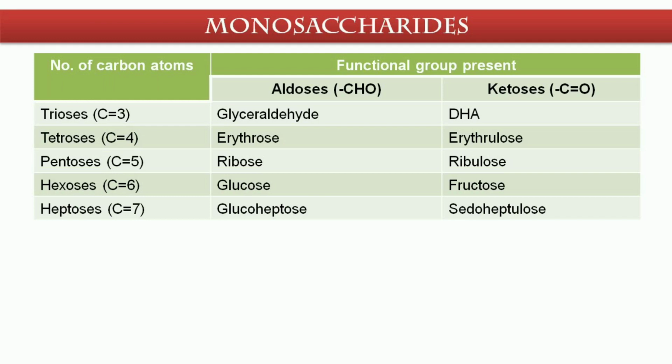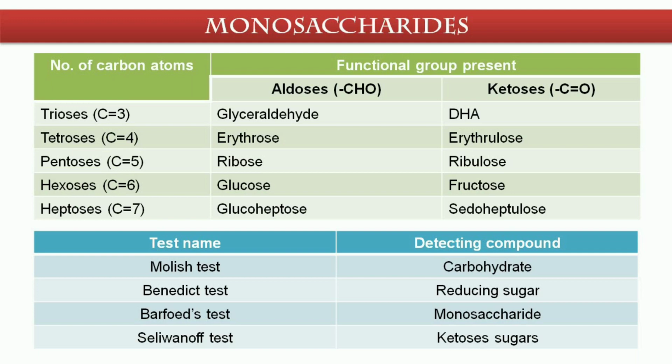Now for tetroses we have erythrose and erythrulose for ketoses. Pentoses, on aldoses we have ribose, then ribulose for ketoses. Similarly for hexoses, which has carbon number 6, it has glucose and fructose. As well as for heptoses, which have a carbon number of 7, the aldoses have glucoheptose, and for ketoses we have pseudoheptose.